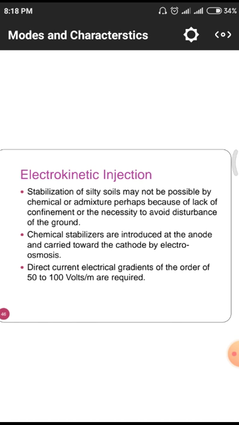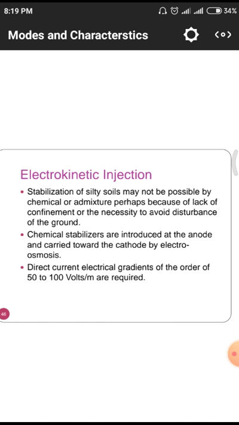In this particular electrokinetic injection phenomenon, some of the chemical stabilizers are introduced at the anode. That means anode and cathode, two electrodes we are having. Why? Because it is an electrokinetic process. In this process we have to use both cathodes and anodes, and after fixing them, at the cathode we go for some quantity of chemical admixtures, and at the anode we go for another quantity of chemical admixtures.